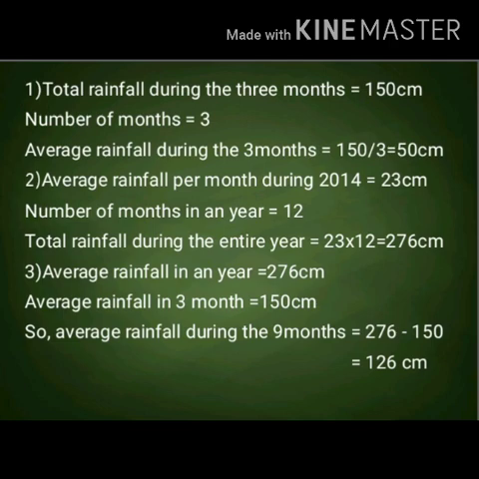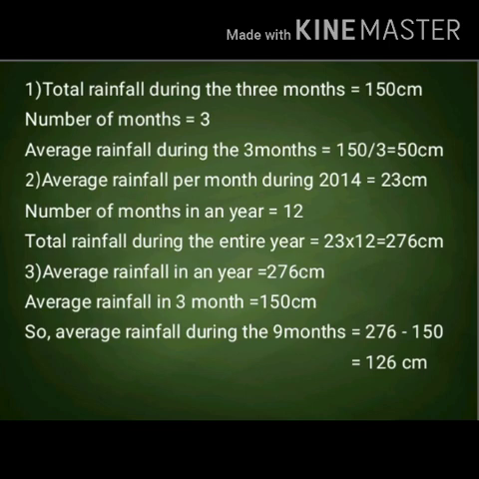12. Then we want to find the total rainfall during the year. So we multiply the average rainfall by the number of months in a year. So 23 into 12, that is 276 centimeters.